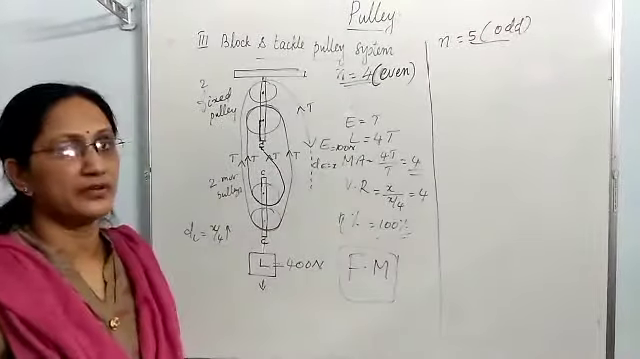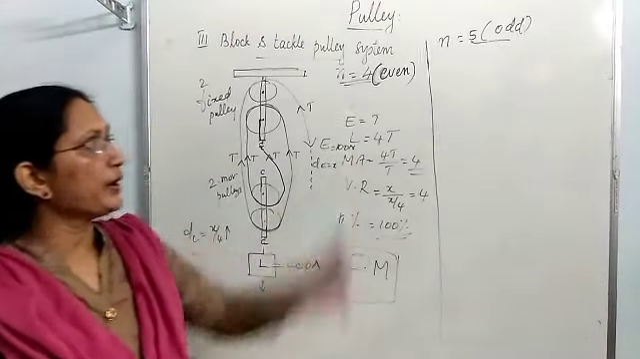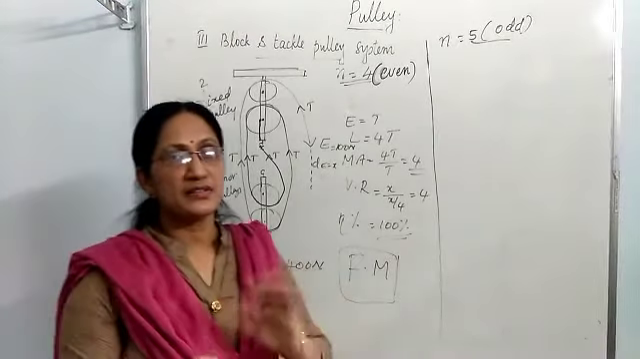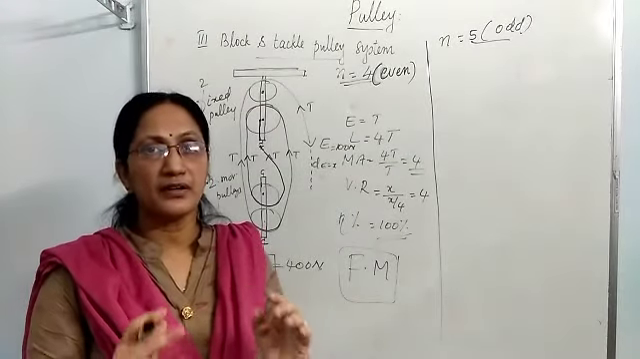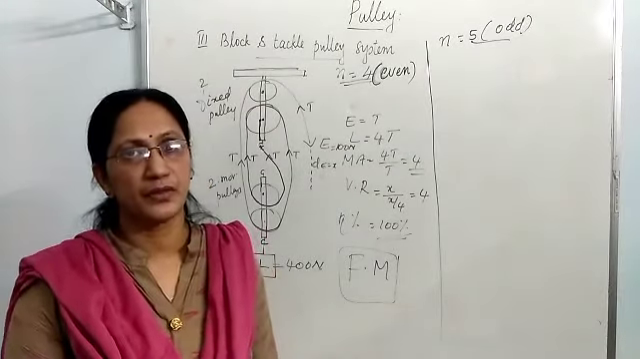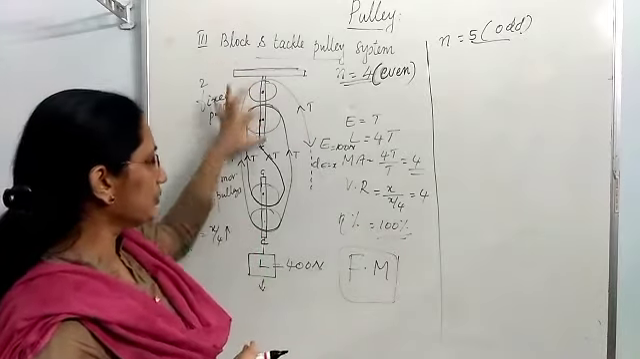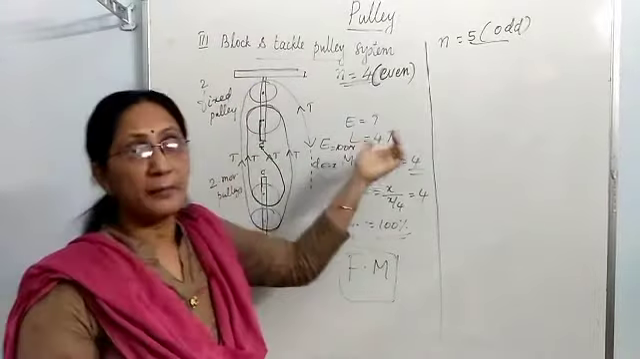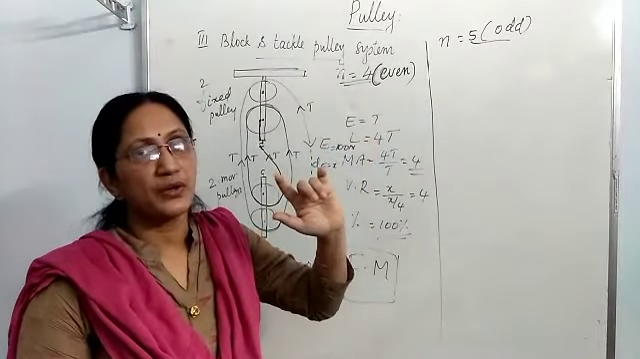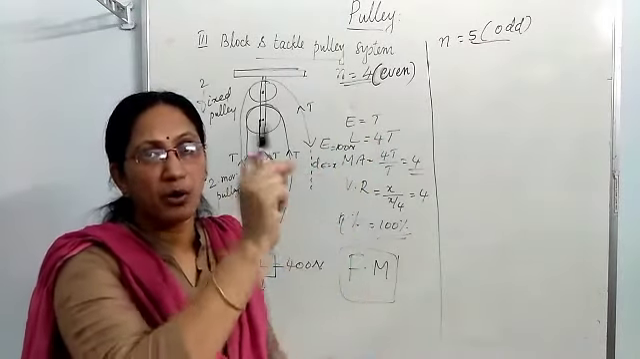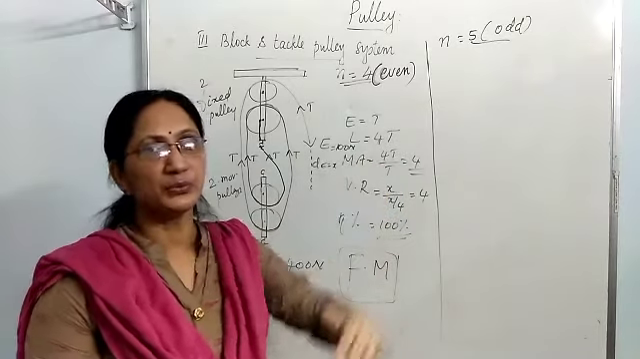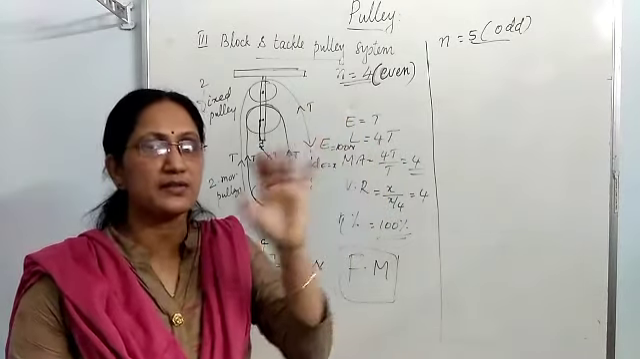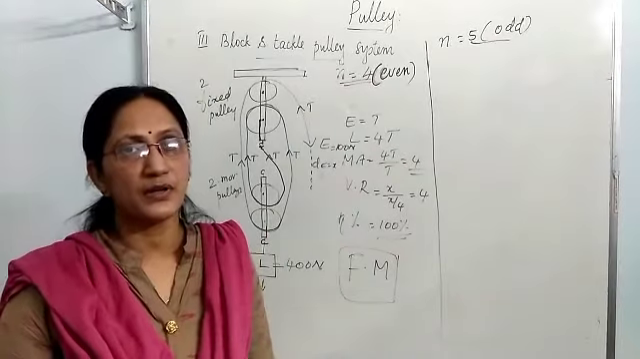Then how will the diagram be? In odd number, we can't divide it into 2 equal parts. For example, 5, you can divide in 3 and 2. 4 pulleys, we can divide 2 equally. But odd number we can't divide so. So you can divide 3 in one block, one extra pulley will be there. That means 3 and 2. In one block, 3 pulleys. In another block, 2 pulleys.